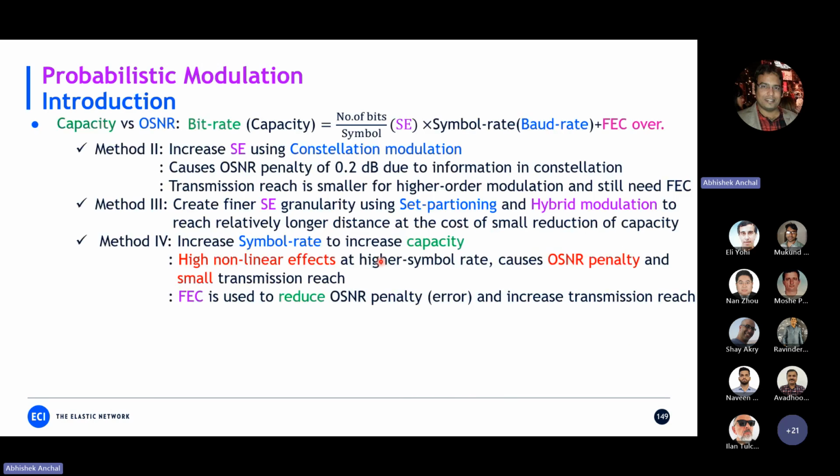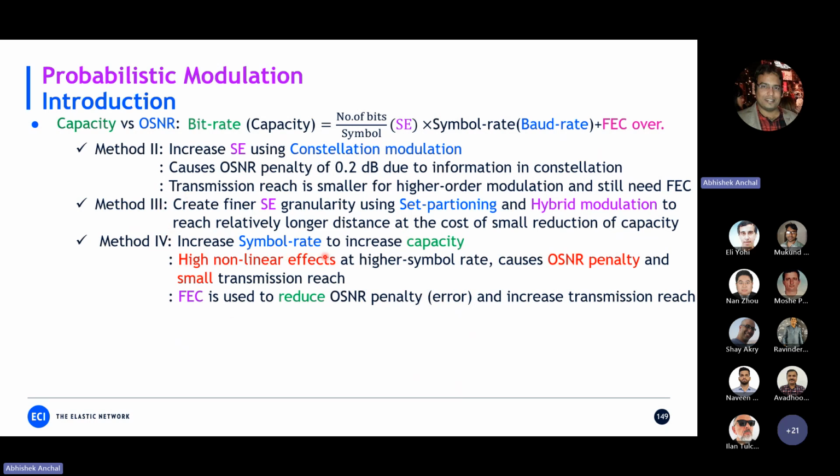The second method we will not discuss here, but the third method is set partitioning or hybrid modulation. We saw that there is a play of how to choose OSNR, and we don't have an option. So we move to set partitioning and hybrid modulation, where we can send to a relatively longer distance at the cost of a little bit of capacity. So instead of choosing QPSK, we choose set partitioning or a hybrid between BPSK and QPSK. We play around, reducing the capacity a little bit, but we gain in terms of OSNR or transmission distance. So we have more flexibility.